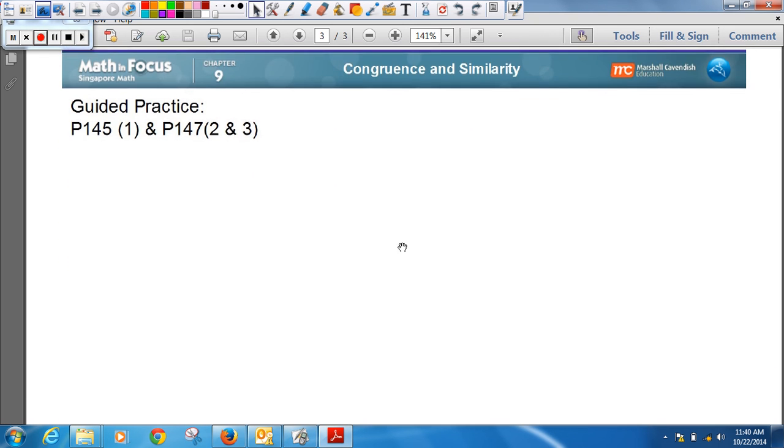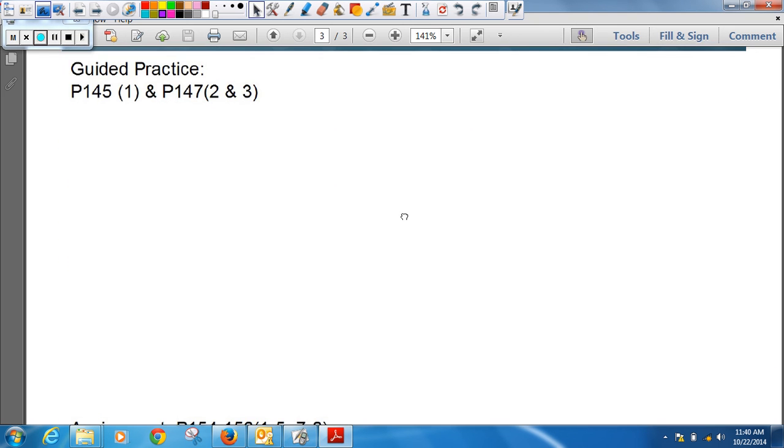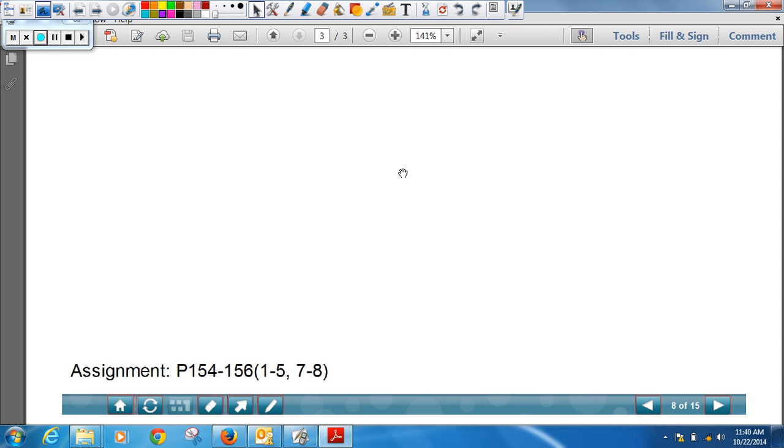Your guided practice for this section is page 145, number 1, and 147, 2 and 3. Your assignment is page 154 through 156, 1 through 5, and 7 through 8.